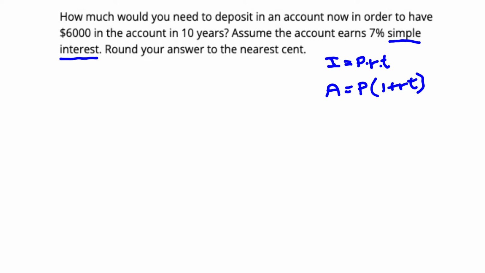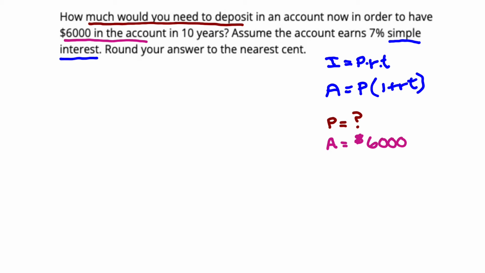So our first job is to determine which of these two formulas would be a good one to work with for this finance problem. So, how much would you need to deposit into an account now? What are we looking for? We're looking for how much we would need to deposit in an account. In other words, we are looking for our principal. So that's the unknown. What are we told? In order to have $6,000 in the account, $6,000 in the account is talking about a future amount. So we know that 6,000 is our A value.